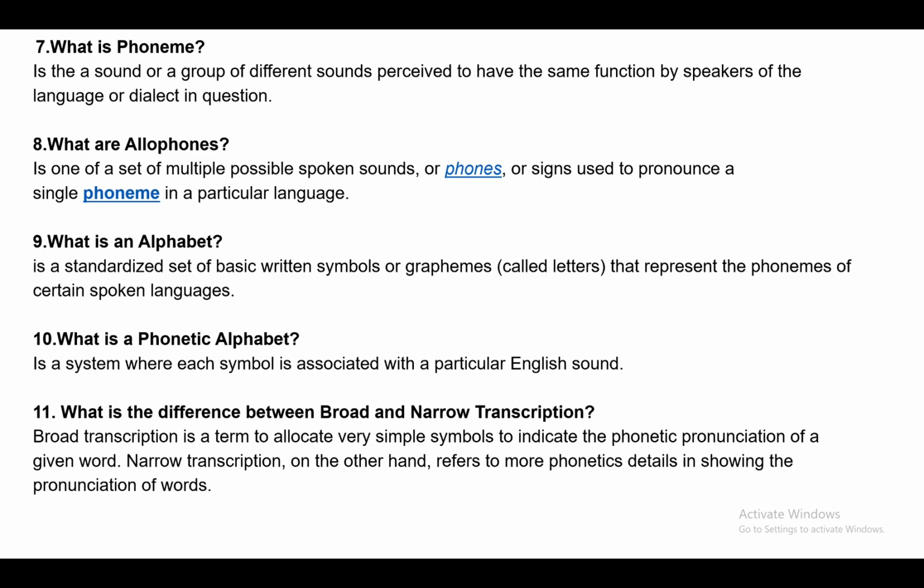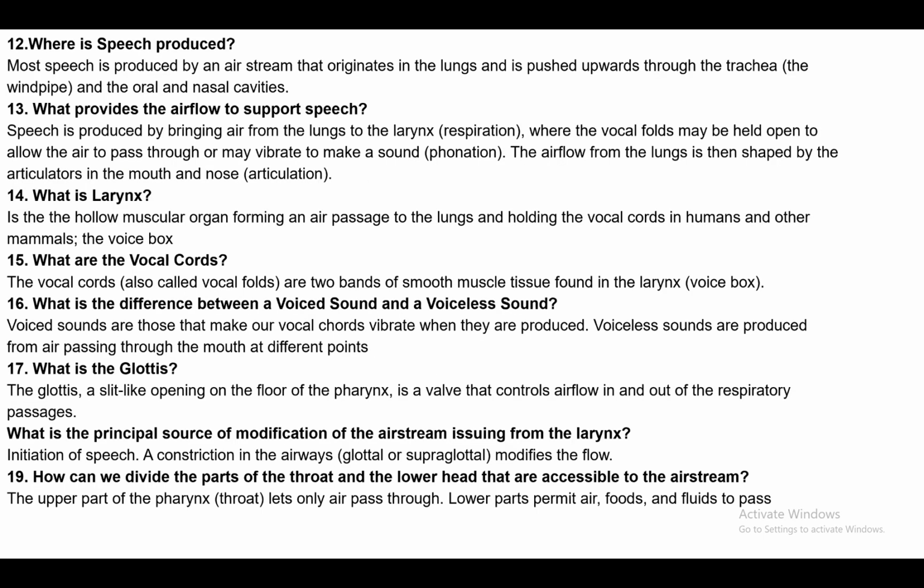What is the phonetic alphabet? It's a system where each symbol is associated with a particular English sound. What is the difference between broad and narrow transcription? Broad transcription is a term for allocating very simple symbols to indicate the phonetic pronunciation of a given word. Narrow transcription, on the other hand, refers to showing more phonetic detail in the pronunciation of words.